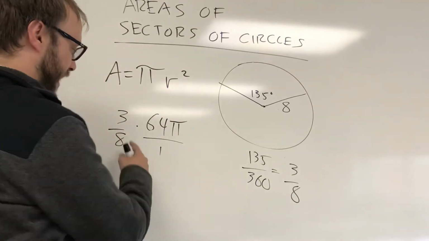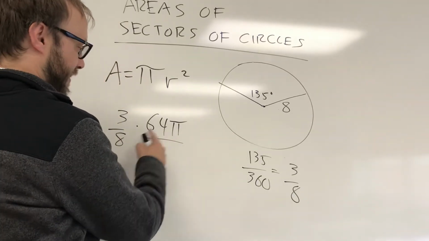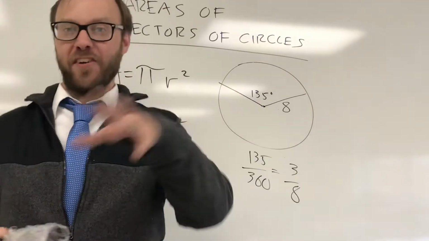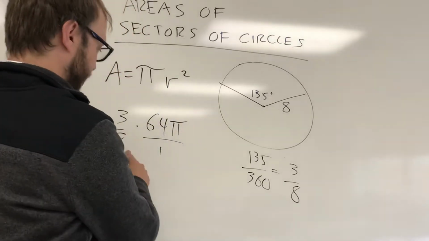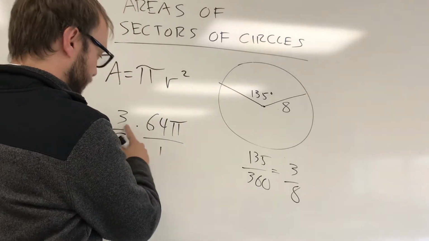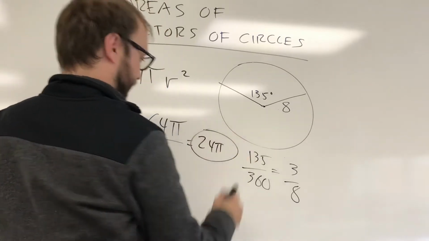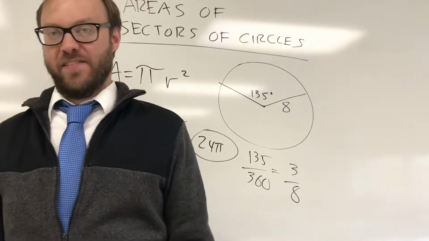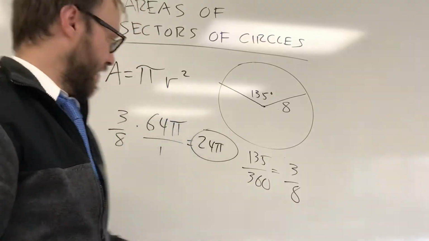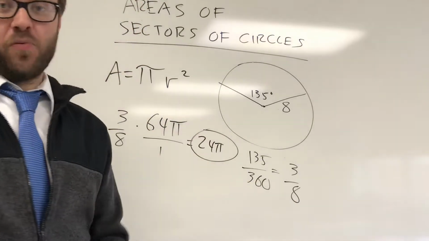Remember that you can also divide an 8 into 64 at the start. It doesn't matter if you multiply or divide first. 8 goes into 64 8 times. 3 times 8 is 24 pi square units. And that's your final answer. Okay, 3/8 of an area of 64 pi would be 24 pi.